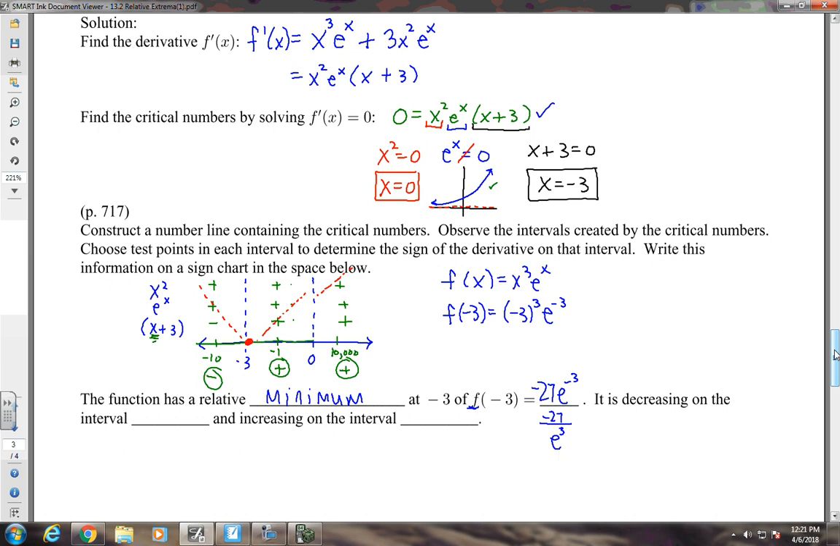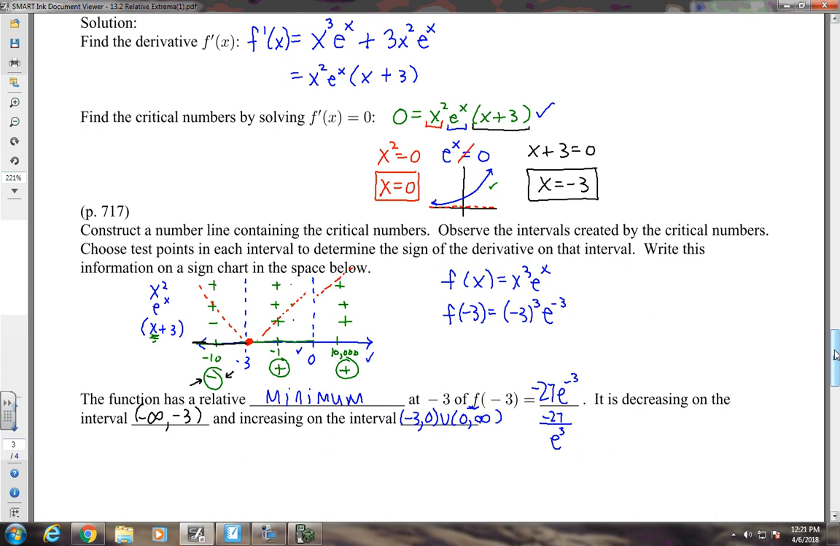So looking at our sign graph again, remember we're looking at where the derivative was negative. The leftmost x value here to the rightmost x value. So -infinity to -3. And it's increasing on the interval -3 to 0, union 0 to infinity. So I'm just including both of those two intervals.